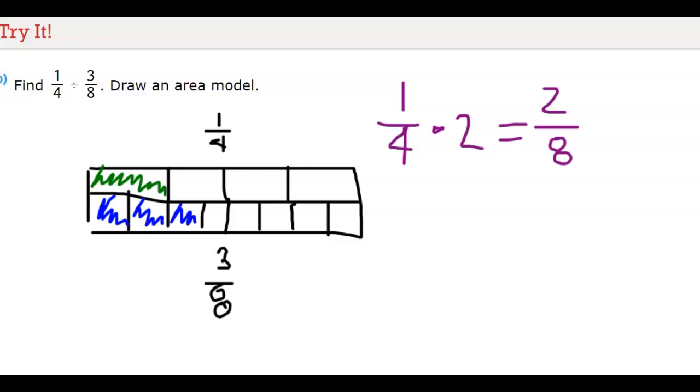I'm going to separate the top bar into 8 parts like the bottom bar. And now we have the 2/8 represented by the shaded green portion. They want us to say what is the quotient of 1/4 and 3/8, and we have 8 out of 12 parts, or 2/3, which is up here, but let me show you that mathematically.